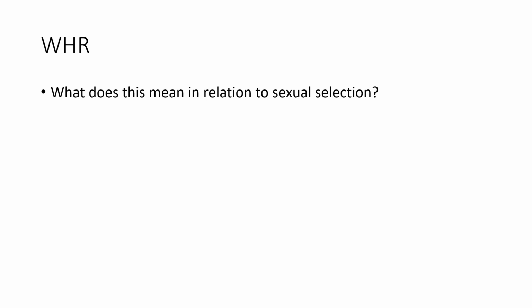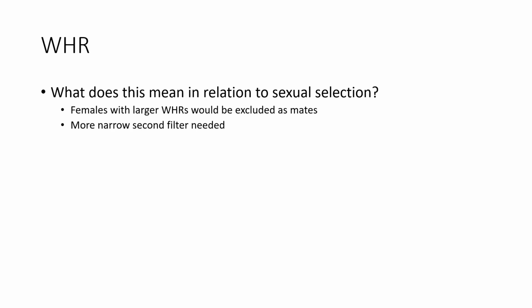Now, we've kind of brushed on this thus far, but let's focus in now on the meat and potatoes of the article in terms of waist to hip ratio. What does this mean in relation to sexual selection of a mate? In the past, what we have found in evolutionary research is that females with larger waist to hip ratios would be excluded as mates sometimes. But what we have also found is that a more narrow second filter is needed. That is, waist to hip ratio might be a good first initial filter to use to try to select a healthy mate, but another filter is needed. So what else are we using to sexually select a mate past waist to hip ratio?